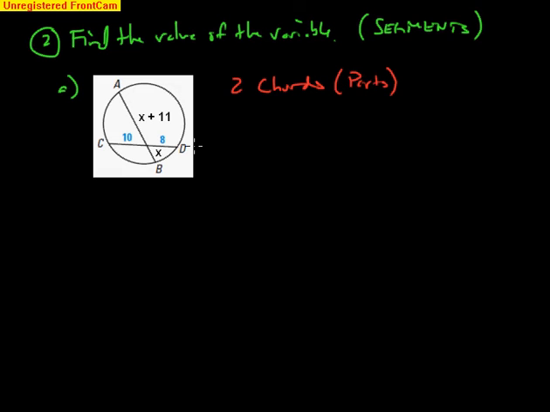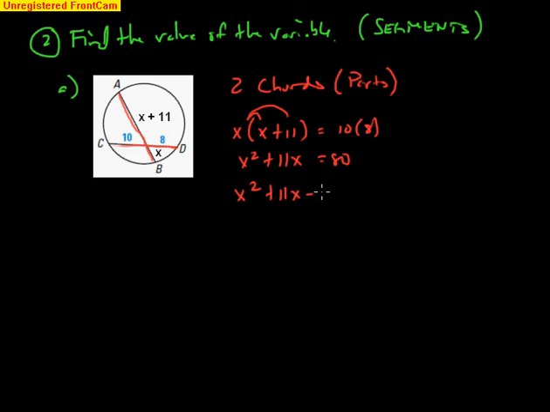All about parts. So in this problem, it's going to be x times x plus 11, that's this chord, equals 10 times 8, that's this chord. And again, it's all about parts. And here we go, we get x squared plus 11x equals 80, and uh-oh, quadratic formula. Subtract 80 from both sides. And here's where we have to use the quadratic formula.